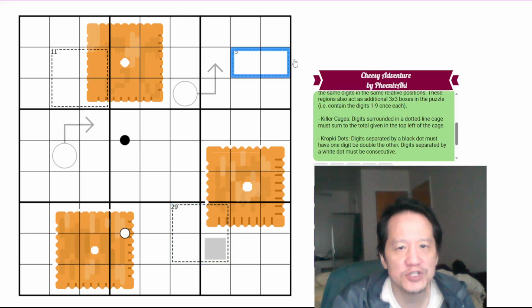So these 2 digits must add up to 15. These 4 digits must add up to 11.